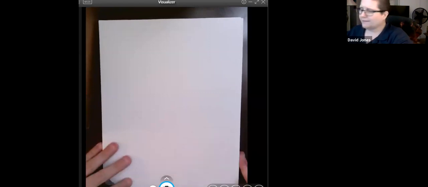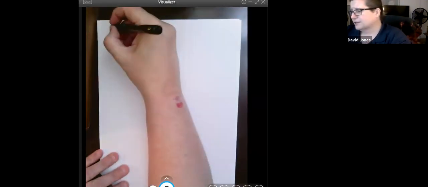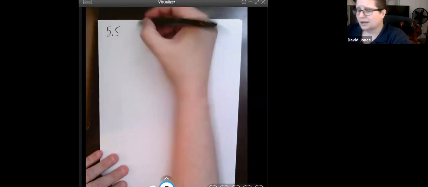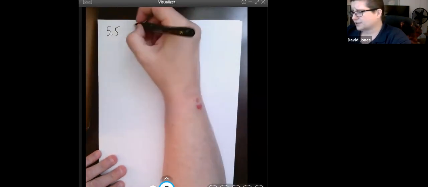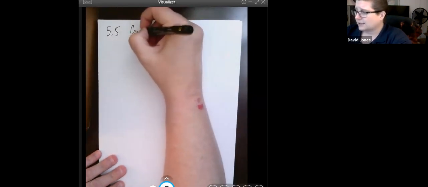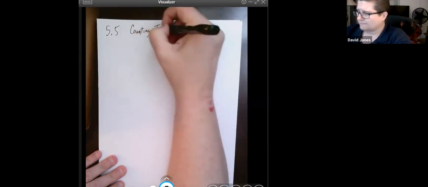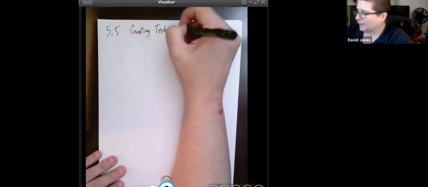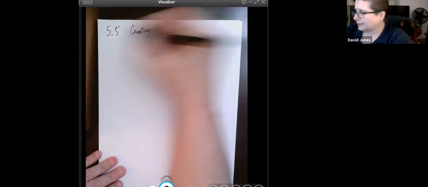It's Introduction to Statistics. And we're going to wrap up our probability section on counting techniques. This is 5.5 in our book. If you're using a different book or at a different college, it might be a different section, but this is on counting techniques. And let's start off with an example and lead into it.